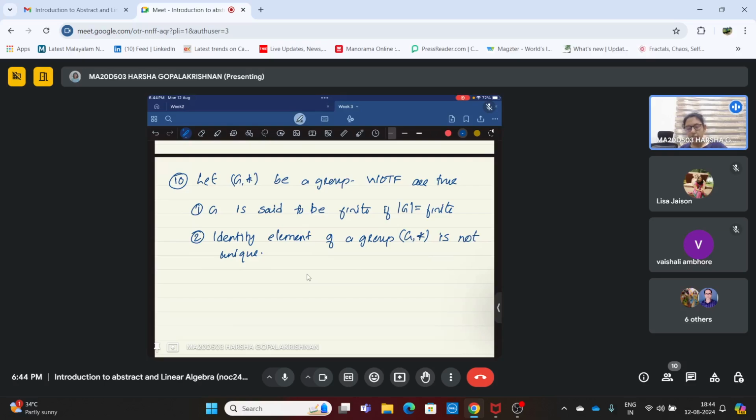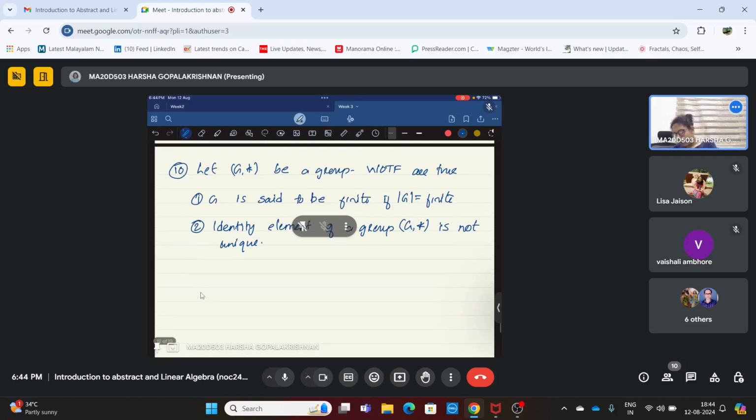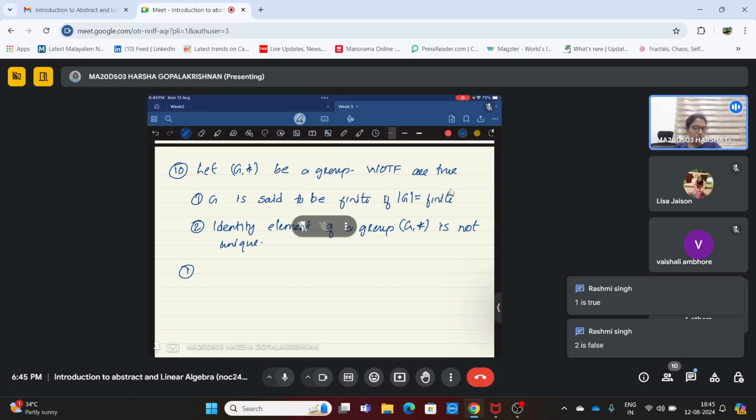Again, it's a very simple question. Suppose G star is a group. Which of the following are true? You can very quickly tell whether the first one is true or not. G is said to be finite if mod G is finite, that is, if the cardinality of G is finite. Yeah, correct, both are correct. We say G is finite if the number of elements, the cardinality, is finite. So one is clearly true.